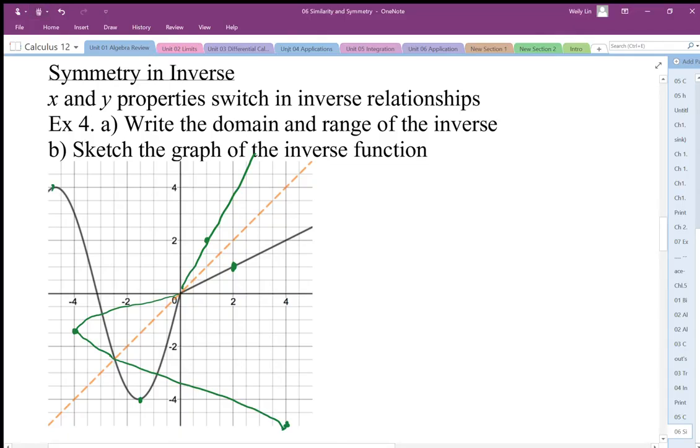Okay, so if I take a look at my f of x, the domain of this function is going to be from negative 5 to positive 5. Okay, so negative 5 to positive 5. Okay, the range of this function is going to be from negative 4 to positive 4.